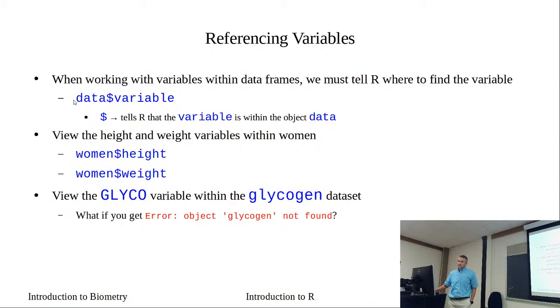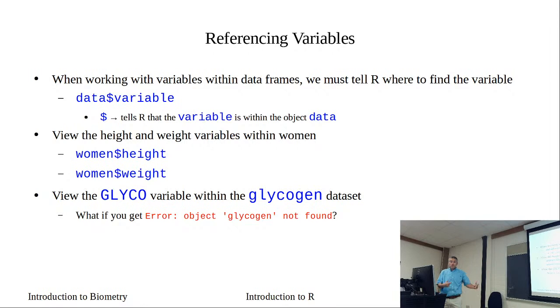How do we do it? Well, we reference these variables using the $ sign. The $ sign tells R, hey, this is found within some other variable. So we're interested in the glyco variable. That glyco variable is going to be found within our glycogen data set.